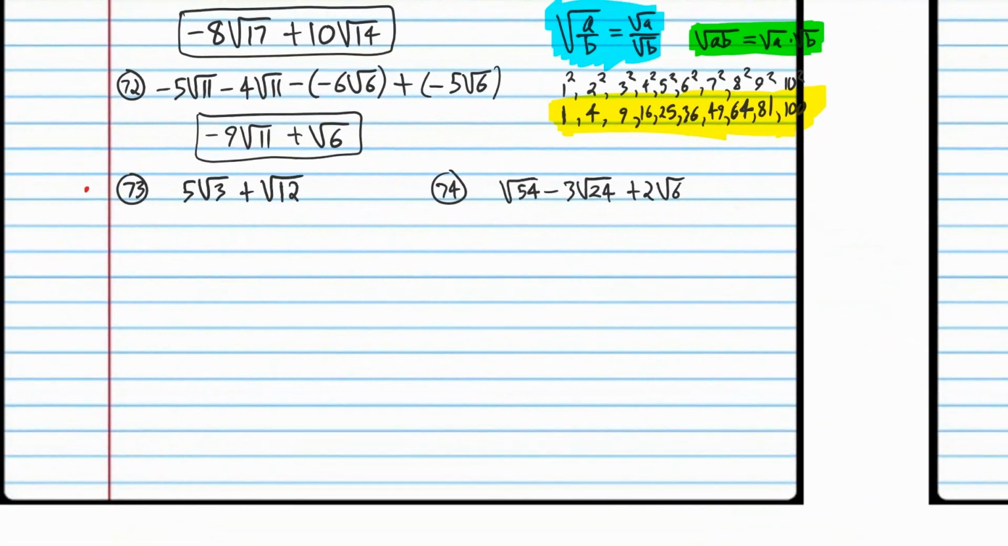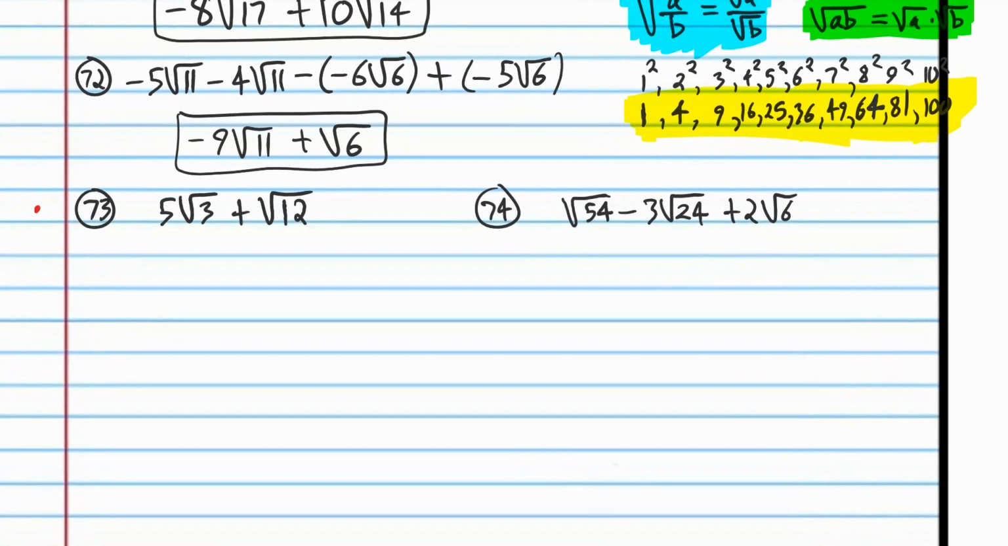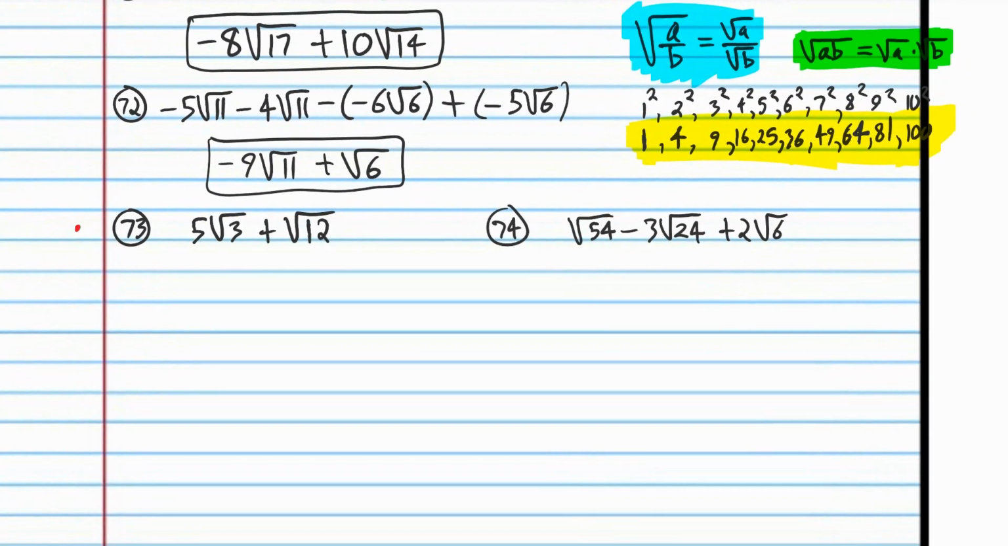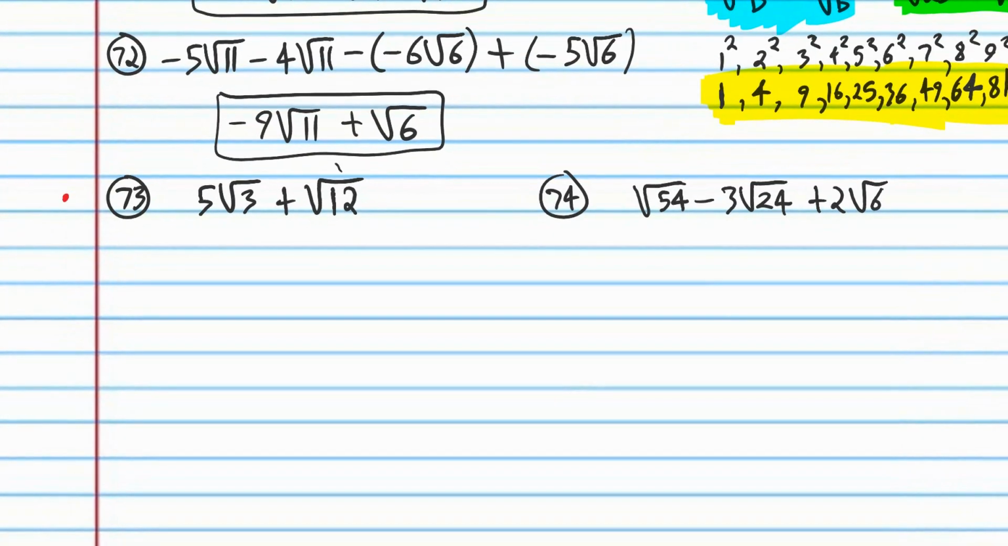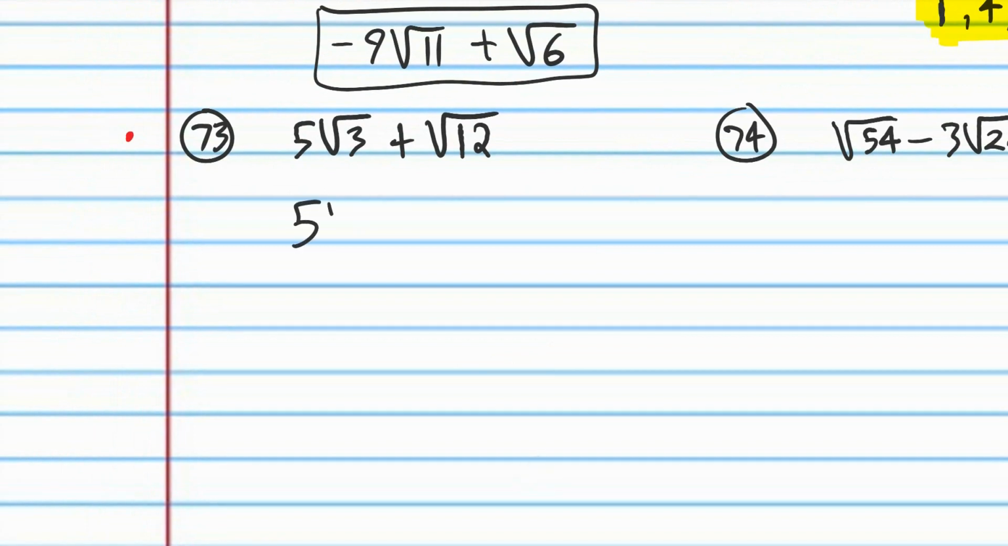All right, so on to 73. So these are the last types of problems that we're going to do. We're going to add 5 root 3 and root 12. The problem is these roots are different. One is root 3 and the other is root 12. So we cannot add those terms. But if we pull out a perfect square out of the root 12, then this term will become a root 3 term. And we know how to do that because we pulled out perfect squares in the previous problems.